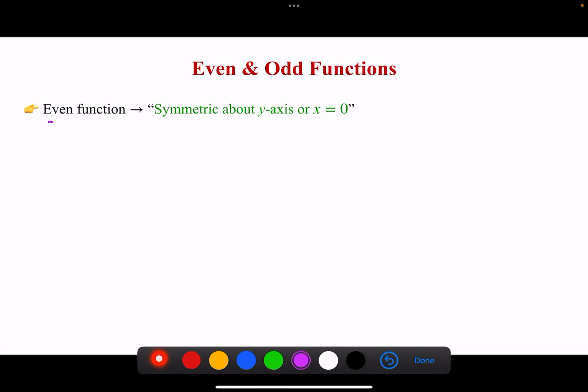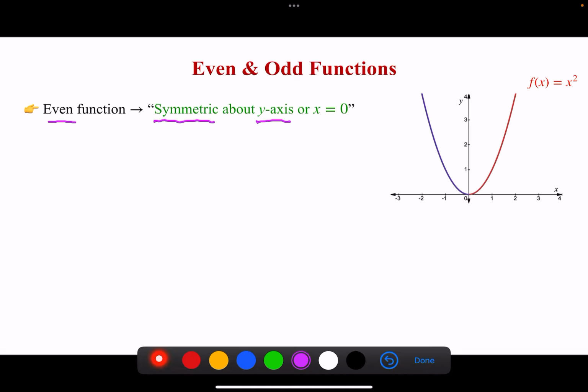Graphically, a function is called an even function if its graph is symmetric about the y-axis. Symmetry about the y-axis means the left side of the graph is the mirror image of the right side. For example, look at the graph of this function f(x) equal to x square. Here the left side is a mirror image of the right side. So the function is an even function.